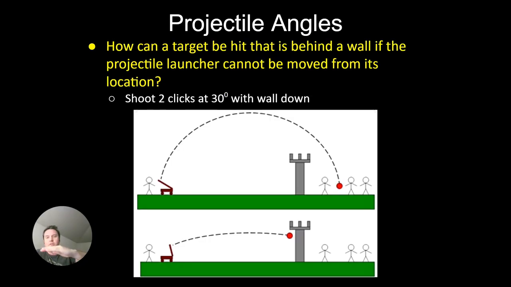Well, instead of 30 degrees, you could shoot that thing at 60 degrees. It's its complementary angle, right? 30 and 60 add up to 90. And at 60 degrees, that projectile is going to go steeper. It's going to go higher in the air, and then it could potentially come over the wall. That one I made a video of.